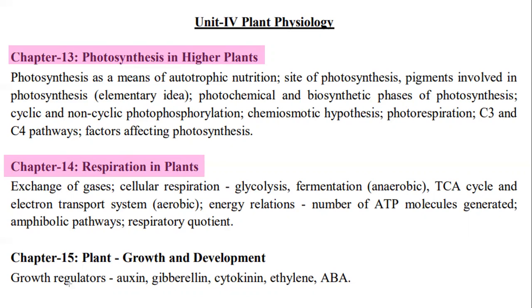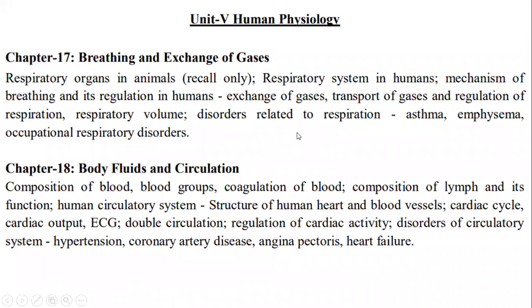respiration in plants. And after that comes chapter 15, plant growth and development. From that, you just have to learn about the growth regulators: auxin, gibberellin, cytokinin, ethylene, and abscisic acid. The further topics of growth, differentiation, redifferentiation, dedifferentiation, all those things are completely removed from your syllabus, and seed dormancy is also removed. Very simple topics of auxin, gibberellin, cytokinin, ethylene, abscisic acid, phytohormones are included in your syllabus. So that's all about syllabus division in case of plant physiology.